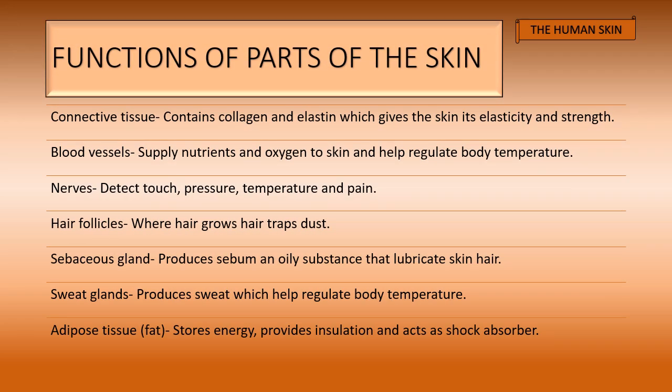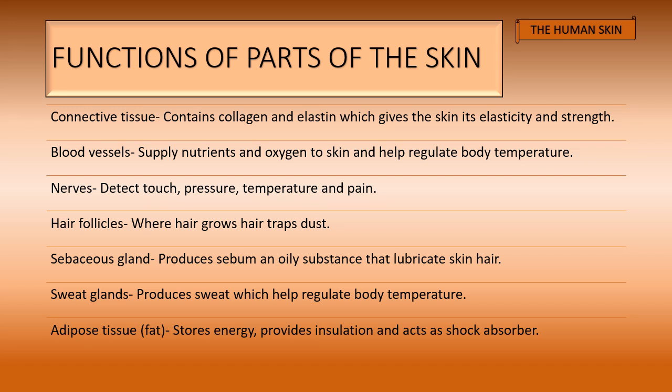As said earlier, connective tissue, blood vessels, nerves, hair follicles, sebaceous glands and the sweat glands are the features found in the dermis. That is the second layer of the human skin. So their function is that connective tissue contains collagen and elastin. This gives the skin elasticity and strength. The other one is the blood vessels. Blood vessels supply nutrients and oxygen to the skin, hence helping in regulating body temperature. The oxygen and nutrients here are found in the blood itself.